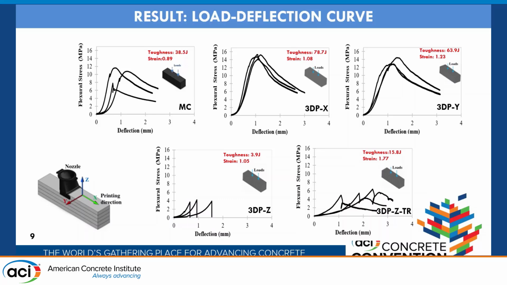And this was also similar for the 3D printed specimen tested in the X and the Y direction. But of course, this shows more ductility than in the modcast specimen, based on the toughness and also the strain capacity values. And then for the specimen that was 3D printed and loaded in the Z direction, we had a brittle failure, of course, with the material shearing at the interface.